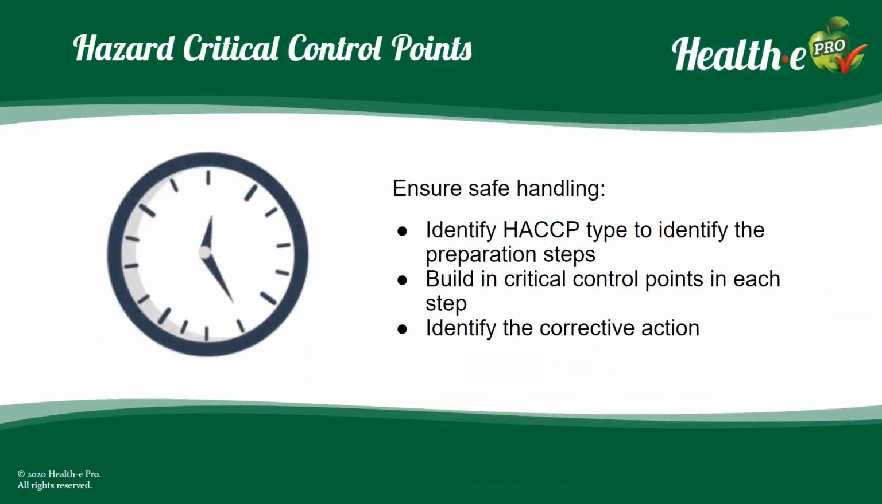A third part of recipes that's often missed is HACCP information. HACCP information is used to ensure safe food handling for different preparation methods. Temperatures for reheating or cooking raw foods are different, and the HACCP steps build that information directly into the recipe. They point to the specific steps or corrective action that are necessary to ensure safety throughout the entire preparation process.